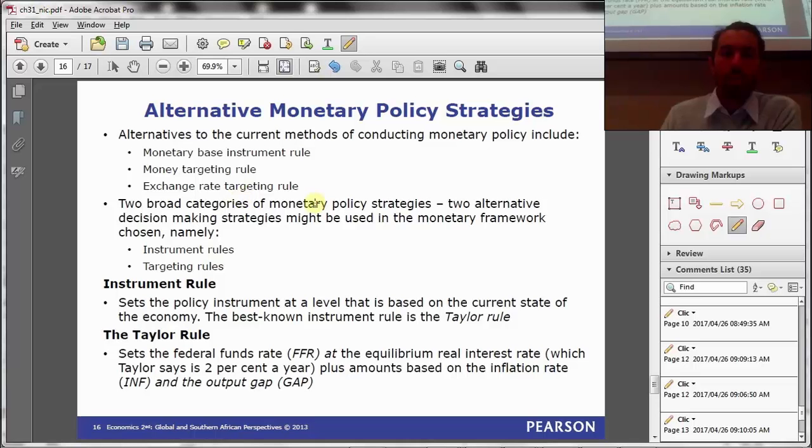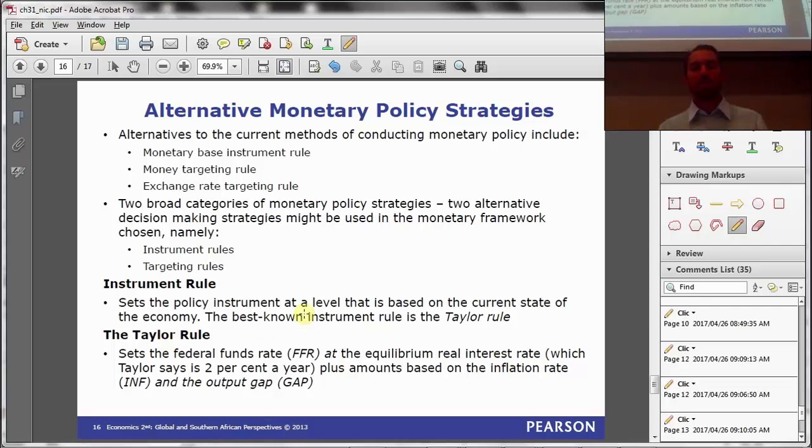So you have two broad categories of monetary policy strategies, which is to say two alternative decision-making strategies that might be used in a monetary framework. You can have an instrument rule or you can have a targeting rule. So we use a targeting rule. So we don't actually target money supply, we target an inflation rate. An instrument rule says set the policy instrument at a level that is based on the current state of the economy, for example, a Taylor Rule. Okay?